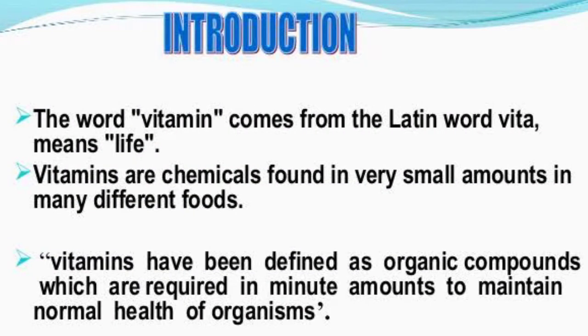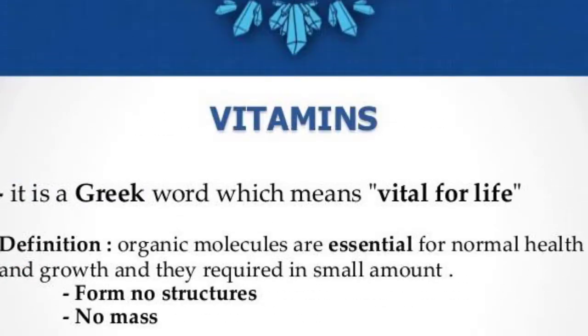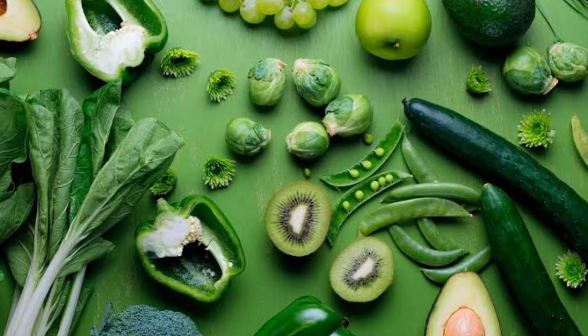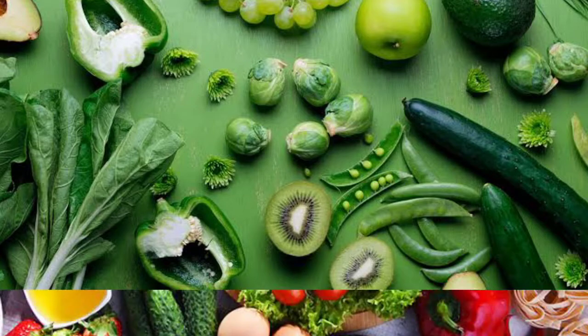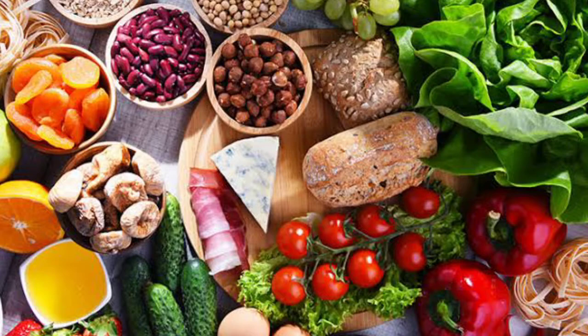Children, the word vitamin comes from the Latin word vita, that means life. Vitamins are chemicals found in very small amounts in many different foods. Vitamins can also be defined as the organic molecules essential for normal health and growth. Most vitamins are made by green plants. They are found in many foods, but there is no such food that contains all the vitamins. To fulfill our requirement of all the vitamins, we need to eat a variety of food daily.